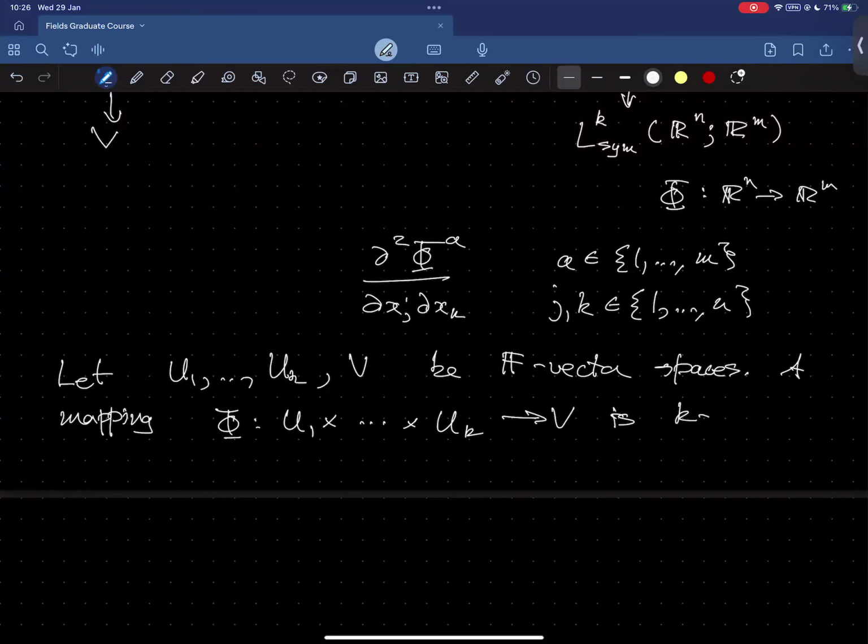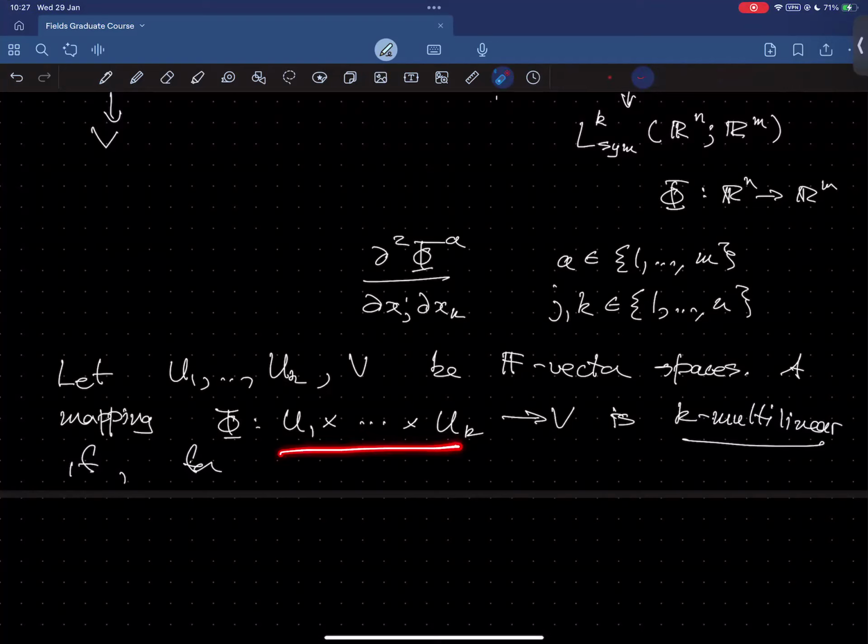K multilinear if, basically what multilinear means is that it's linear in each argument. So if I freeze all but one argument, then it's linear in the remaining argument. All I'm going to do is write that down precisely.